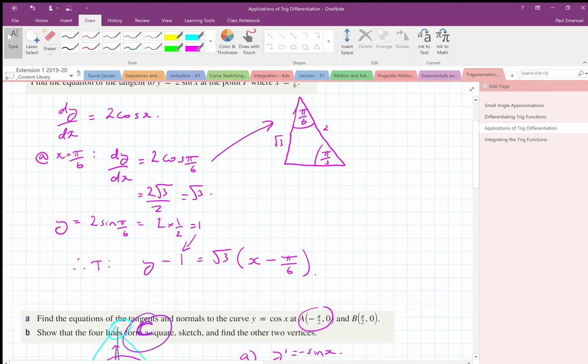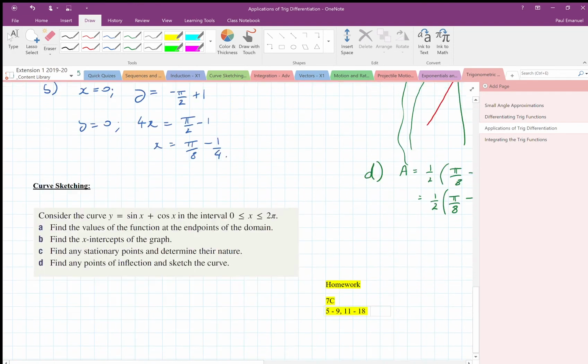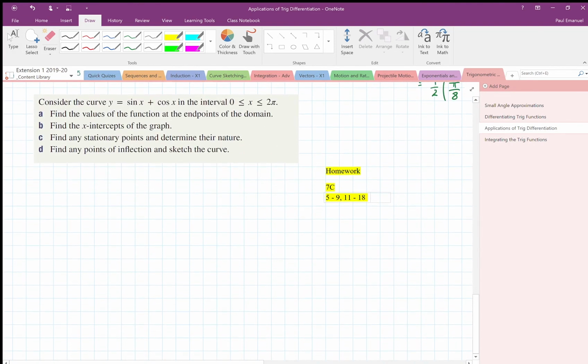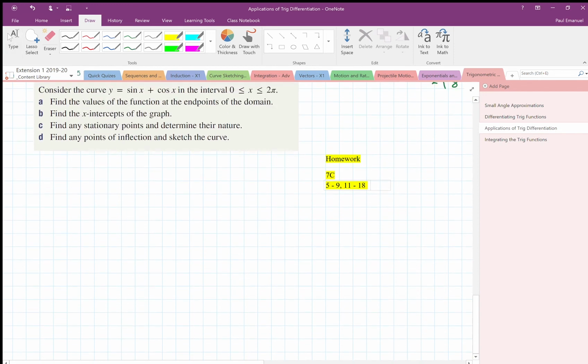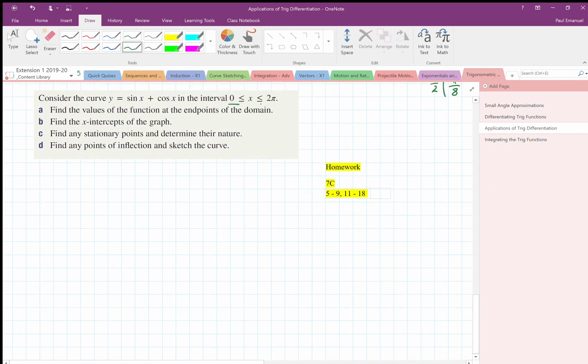Okay, lastly, curve sketching. Consider this curve. Okay, so part A. So it's got a limited domain from 0 to 2 pi. So when x is 0, y equals 1. When x equals 2 pi, y also equals 1. In both cases, cos is 1, sine is 0.